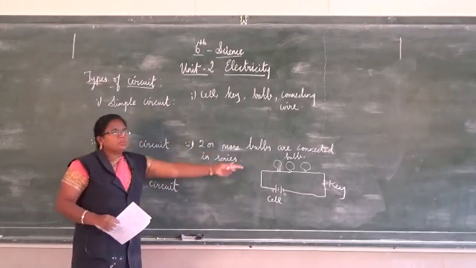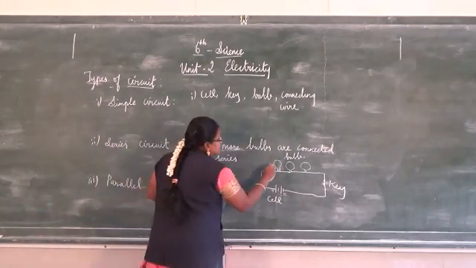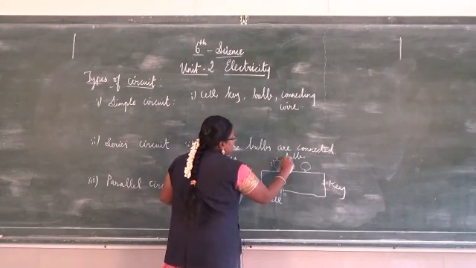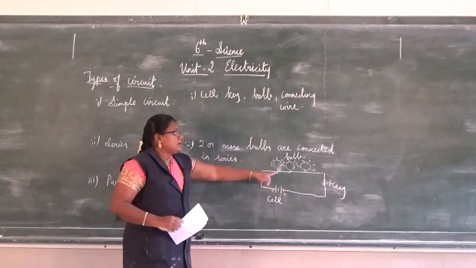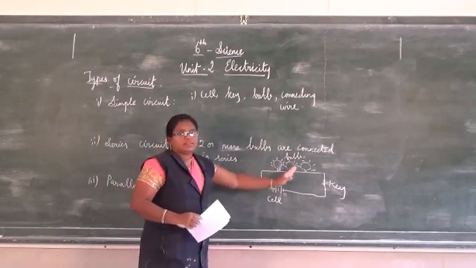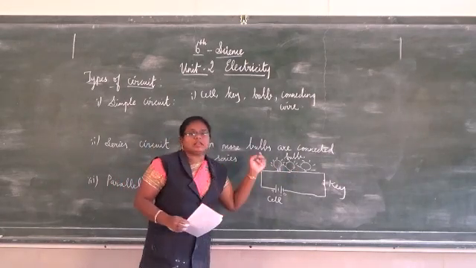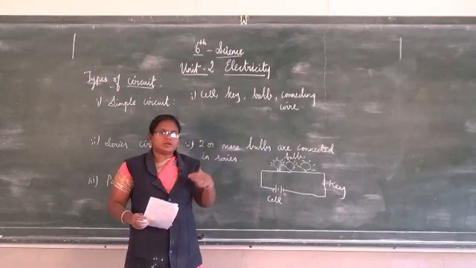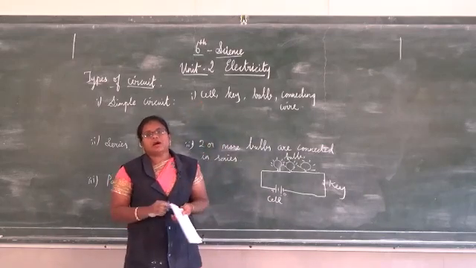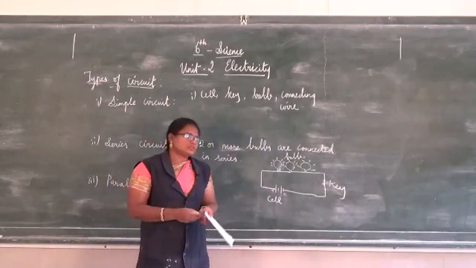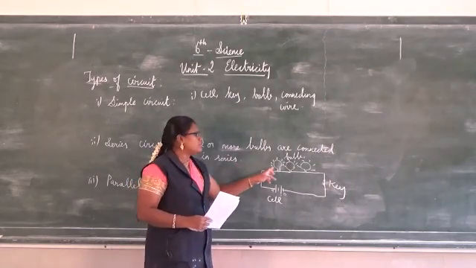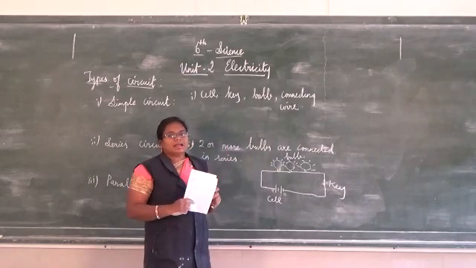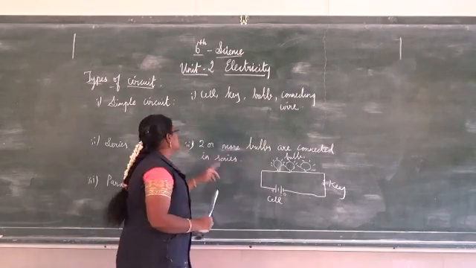Here two or more bulbs are there, and when the key is touching, what happened? The bulbs are glowing. They are connected one after the other, like a serial bulb. You know serial bulbs, which we use during festival time or any function time. So one after the other they will be connected.